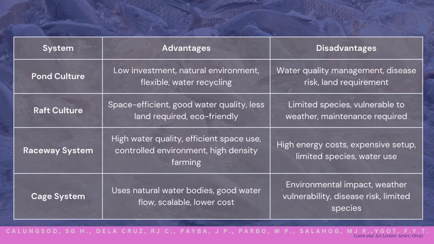Second, better control of growth conditions. Water flow helps regulate oxygen levels, making it easier to manage fish growth. Third is the less space required than ponds. Raceways are more compact and can be used in areas where land space is limited.